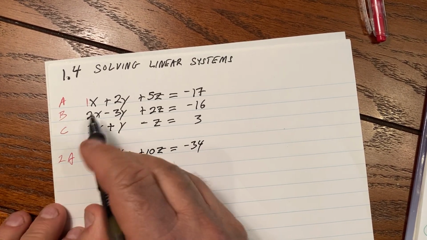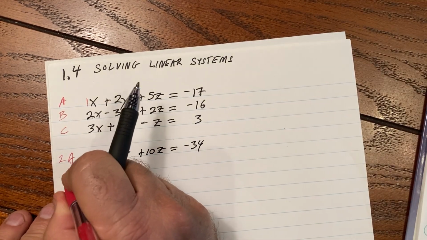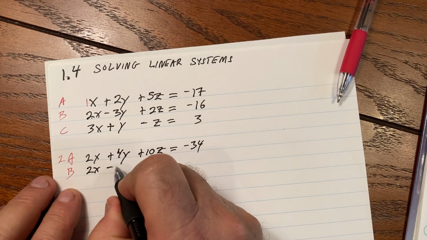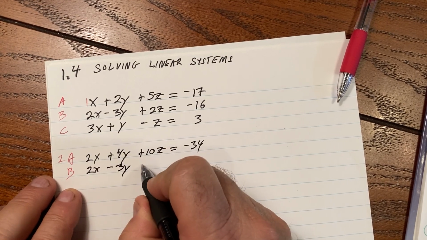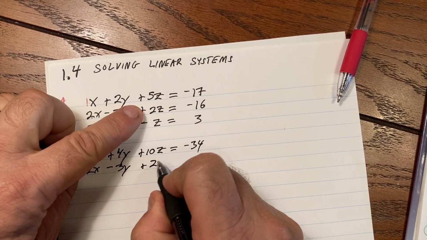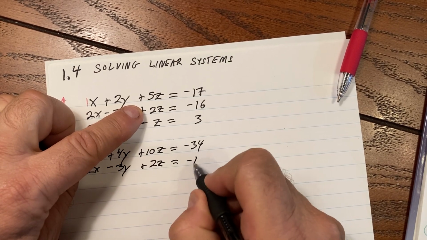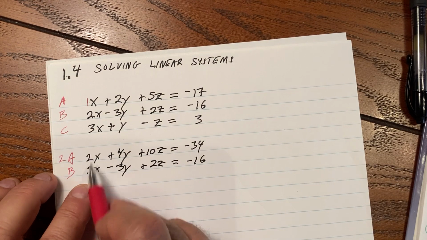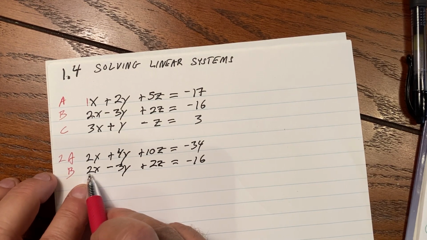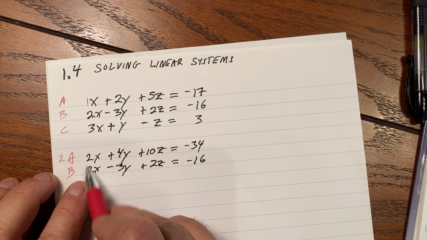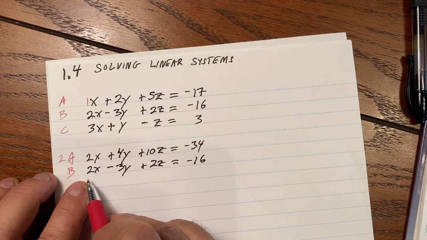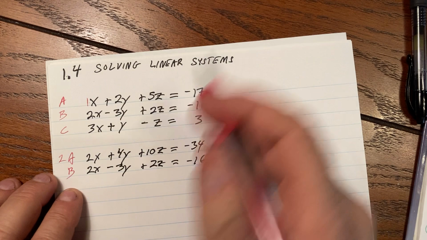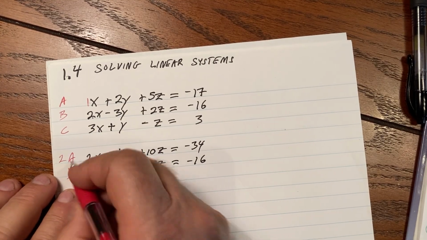Then we have equation B. I'm not going to do anything to that. Plus 2z equals negative 16. So those are now the same. We can't eliminate the letter x. So we either have to add or subtract these to get rid of the letter x. If we add these together, you get a 4x. Didn't help us, so I'm going to try subtraction.